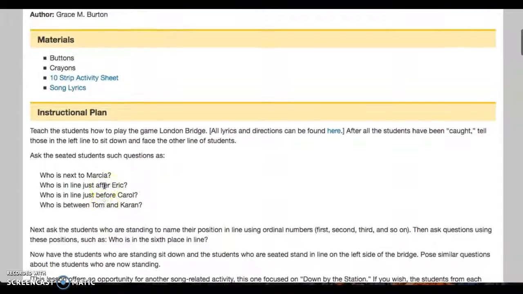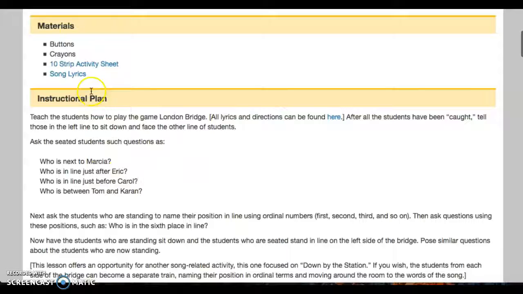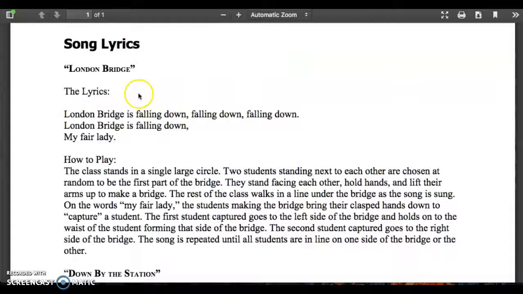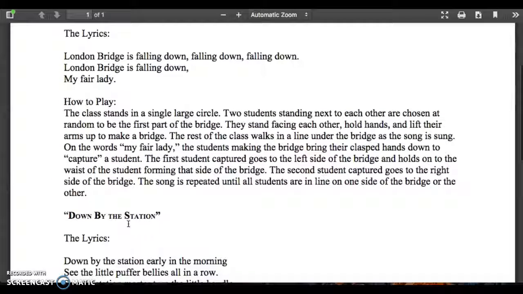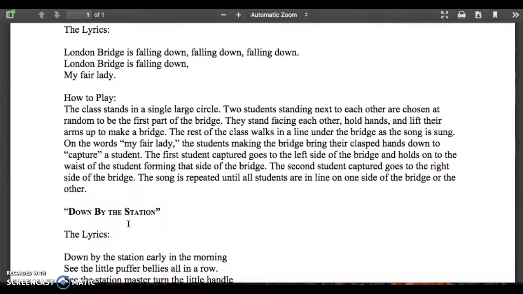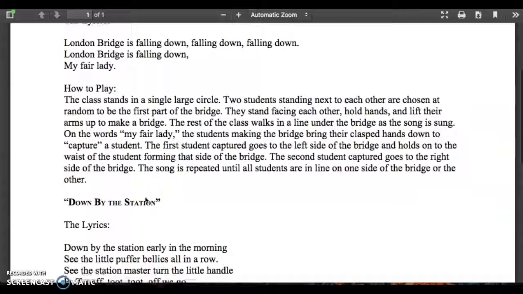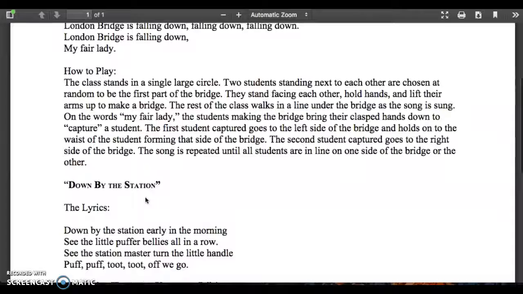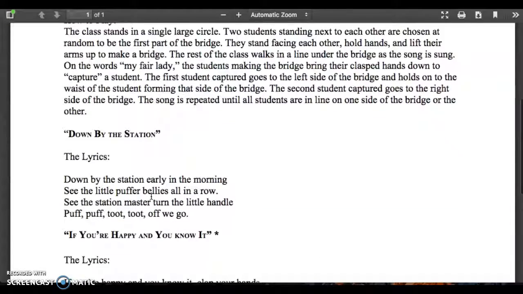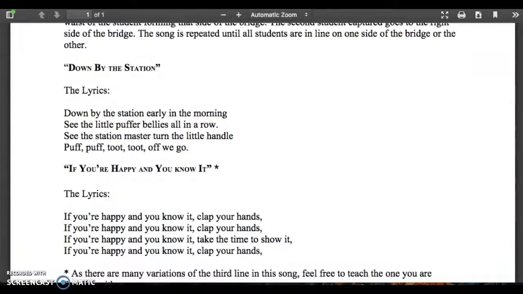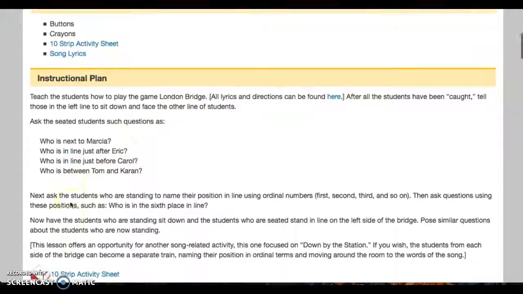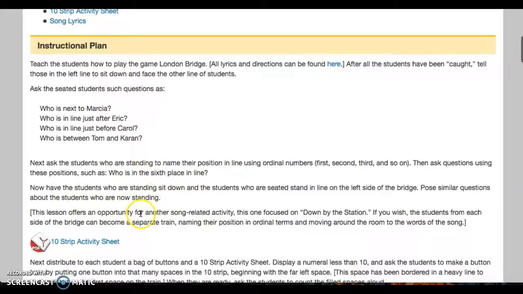And in case the teacher does not know or is not familiar with this game, the link here takes them to the lyrics of the song and how to play the game. I actually did this in my class when I read this lesson, and the students asked for more. So lo and behold, they do provide you with additional games to play with students.